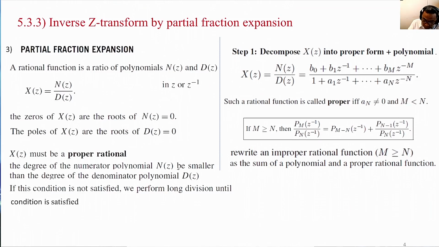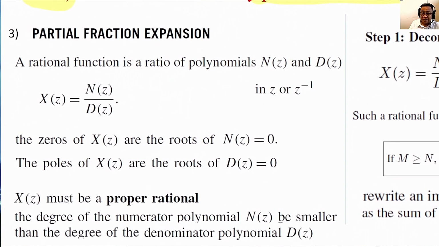This is chapter 5.3.3, where we are going to use partial fraction expansion to find the inverse Z transform. Typically, we're given a Z representation as a rational function of a numerator power of Z over the denominator power of Z, where Z can be in positive Z power or negative Z power. Doesn't really matter. We can convert one to the other.